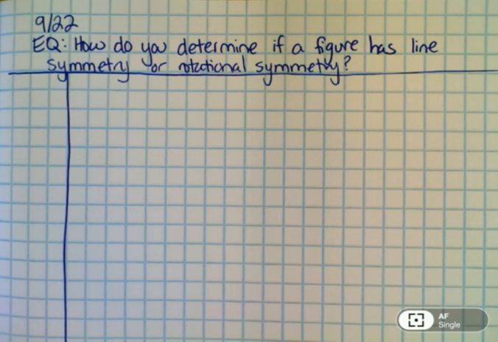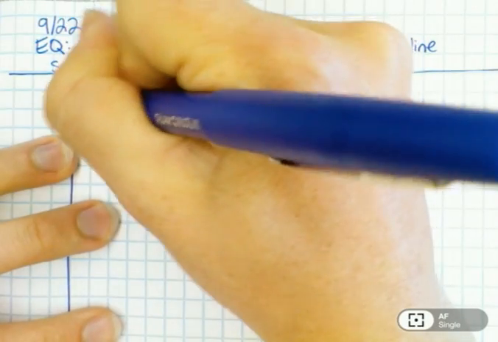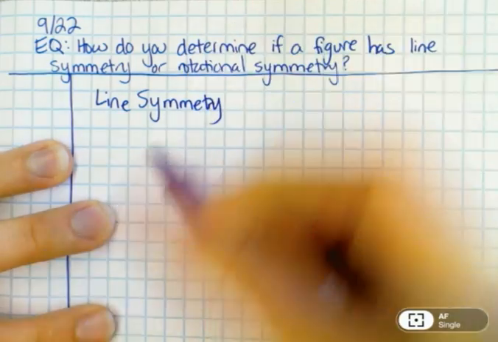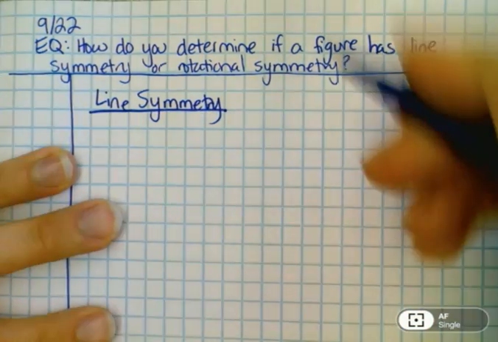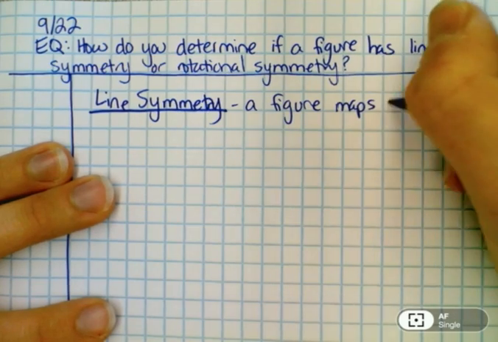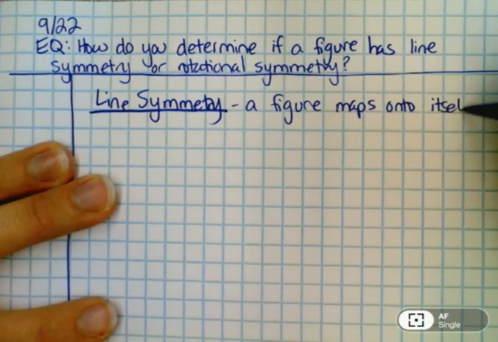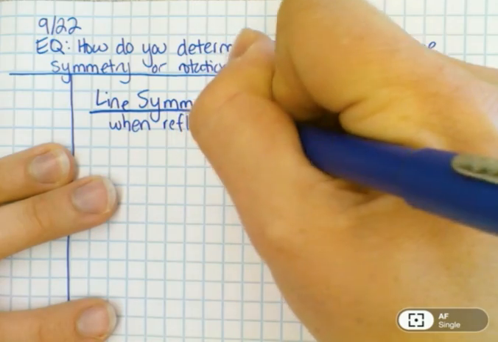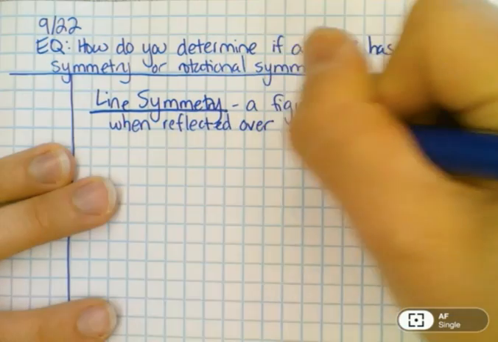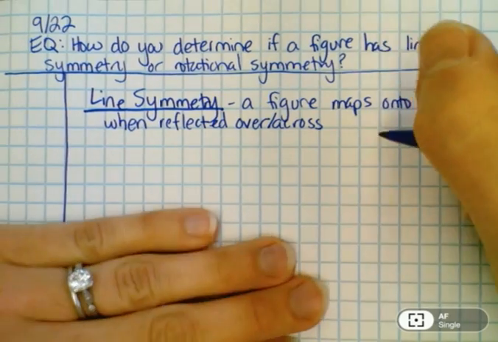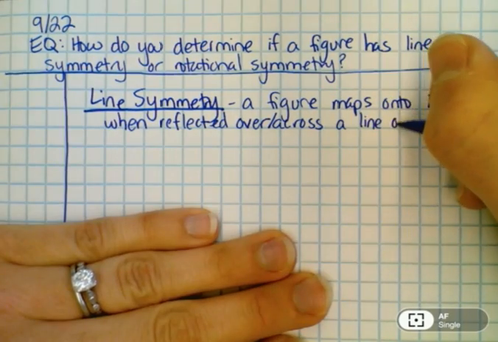So back to our notes, we're going to try to get this down. So there are two types of symmetry. The first is what we just talked about, and that's line symmetry. So go ahead and write line symmetry. Line symmetry is when a figure maps onto itself when reflected over or across, those two words are kind of used interchangeably, over or across a line on the figure.